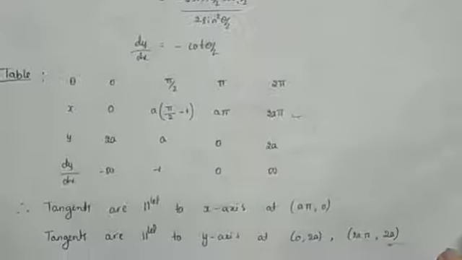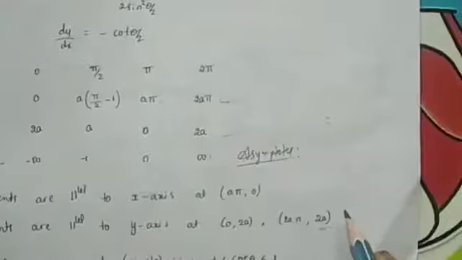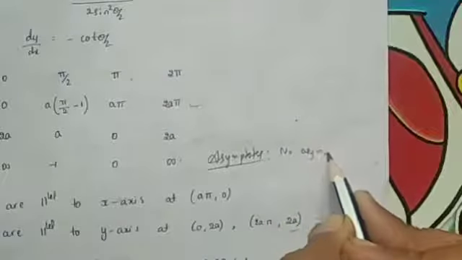Okay, the next point is the asymptotes. In this case there are no asymptotes of the curve.